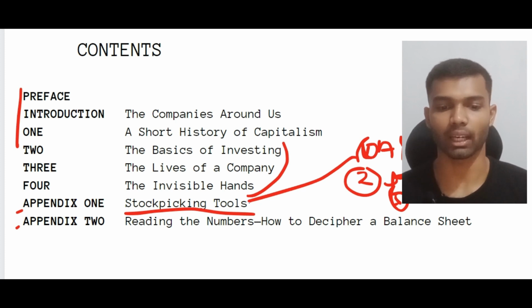In the stock picking tools, Peter Lynch mentioned how easy it is for an individual investor to access the data compared to the past. And Peter Lynch wants every individual investor to take advantage of it and try to know more about the company.